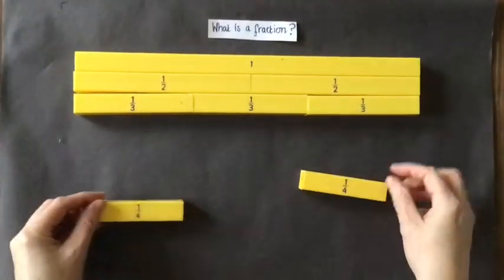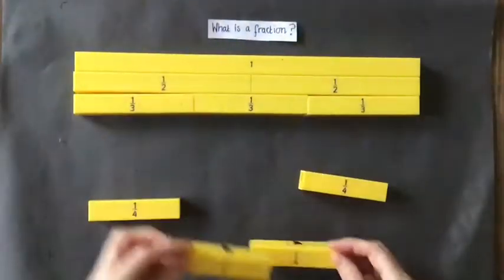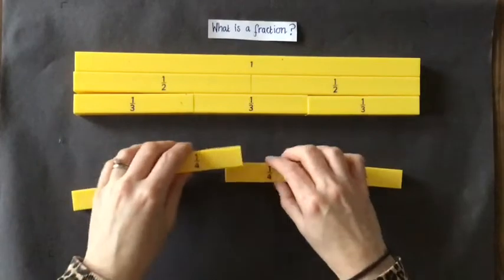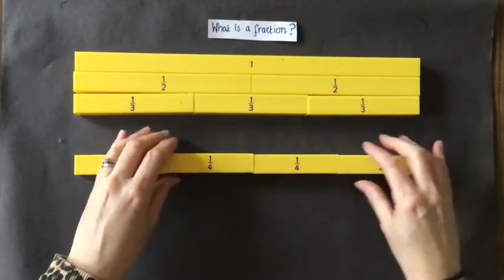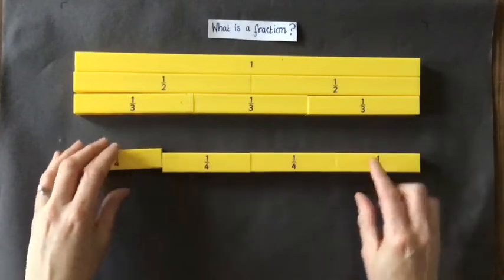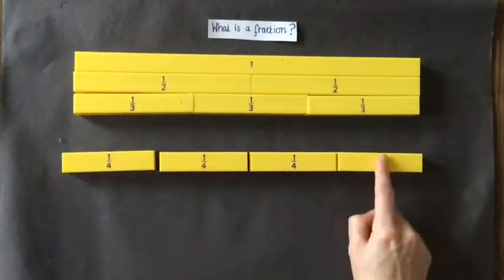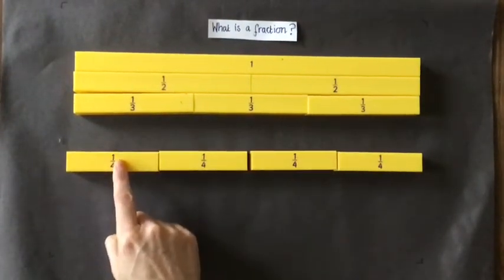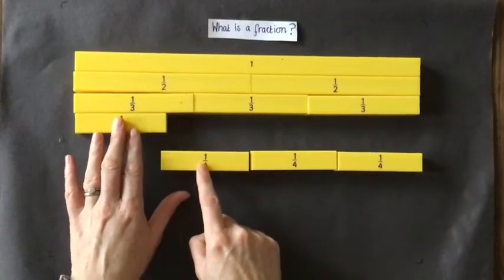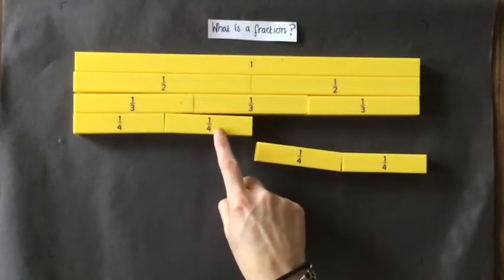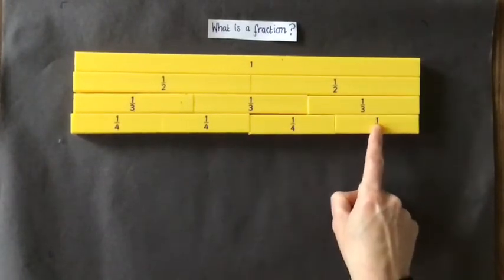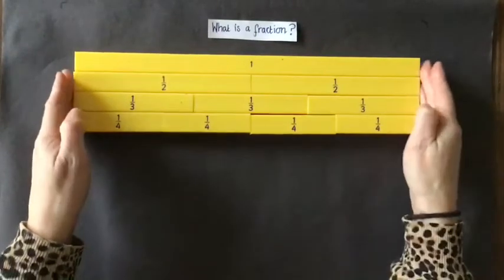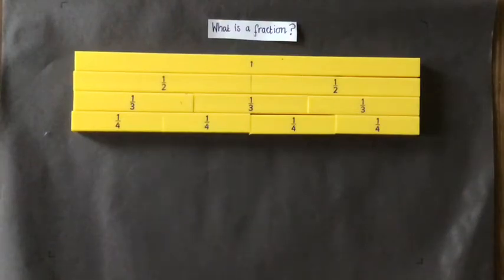When we split a whole into 4 pieces, we call that quarters. And here we have one whole split into 4 equal parts. So we have a quarter, a second quarter, a third quarter, and a fourth quarter. Again, equal to a whole.